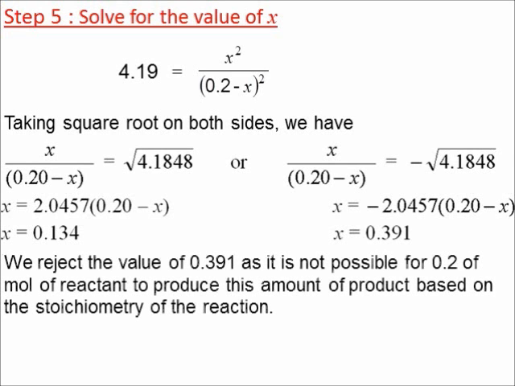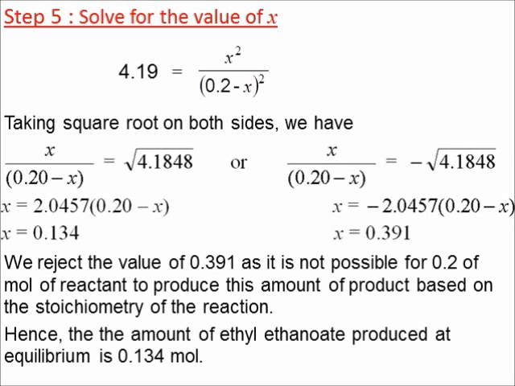We reject 0.391. 0.2 moles of reactants can at most only produce 0.2 moles of ethyl ethanoate, since the stoichiometry of the reaction is 1:1. Hence, the value of x to be used is 0.134, and this is the number of moles of ethyl ethanoate produced at equilibrium.